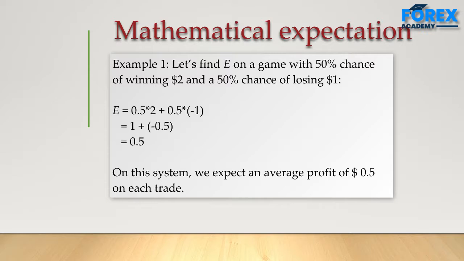Example 1. Let's find E on a game with 50% chance of winning $2 and a 50% chance of losing $1. In this case, E is equal to 0.5 multiplied by 2, plus 0.5 multiplied by minus 1, which is 1 plus minus 0.5, therefore, E is equal to 0.5. As a result, on this system we expect an average profit of $0.50 on each trade.